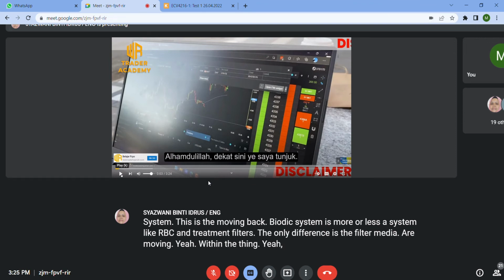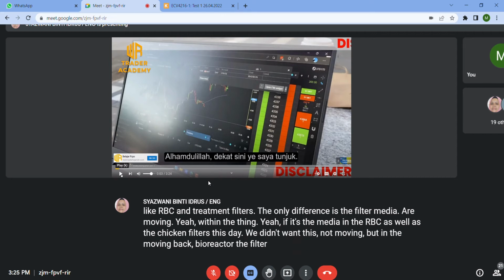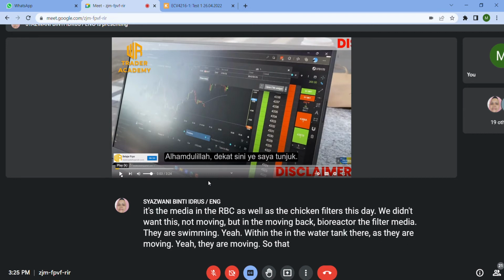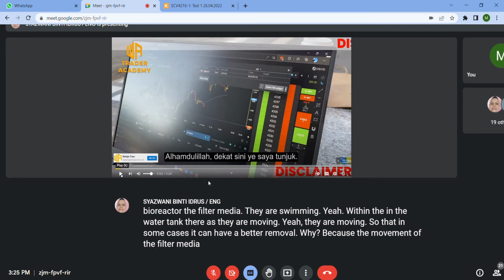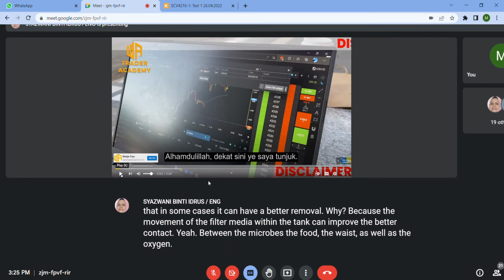The filter media in the RBC as well as the trickling filters stay within one place, not moving. But in the moving bed bioreactor, the filter media are swimming within the water tank. They are moving, so that in some cases it can have a better removal. Why? Because the movement of the filter media within the tank can improve contact between the microbes, the food, the waste, as well as the oxygen. And again, the MBBR system is an aerobic system.